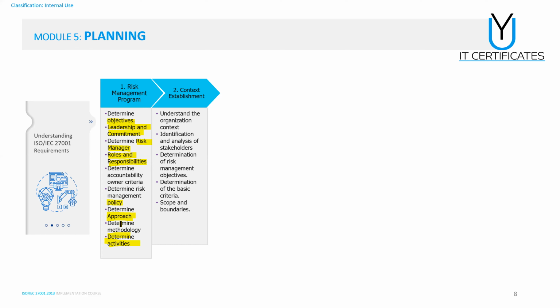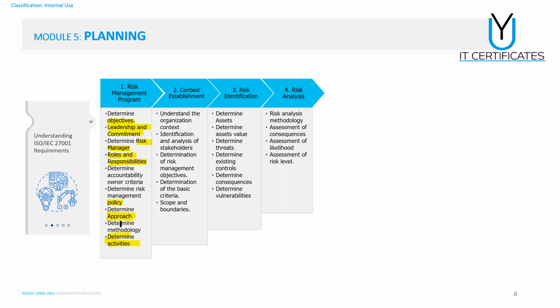Step number 4 will be risk analysis. You have to define the risk methodology, and for each risk we have to define its impact on the organization's business, or its consequences, and the likelihood or probability that this risk happens or not. And finally, we have to calculate the risk level. All this information, we will cover in more detail today.